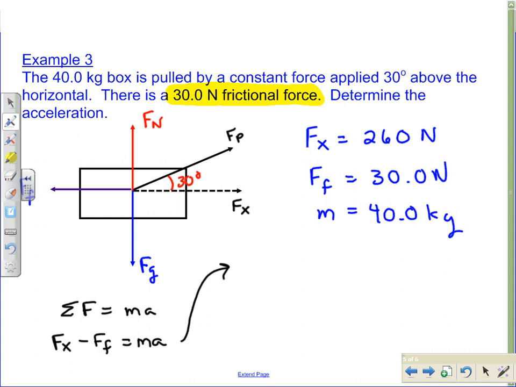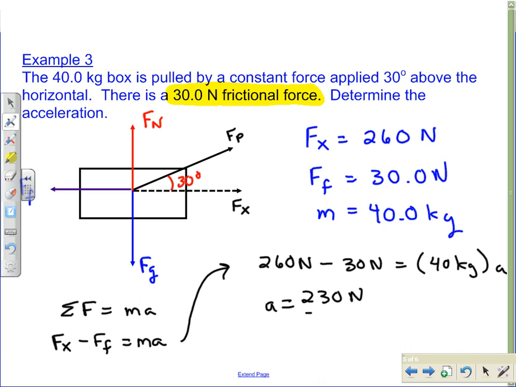Plugging in our values, we have 260 newtons for our Fx minus our frictional force, 30 newtons, equals the mass of our box times A. So A will equal 230 newtons divided by 40 kilograms. And now we have an acceleration of 5.75 meters per second squared. All right, a little less, we have some friction, and we're pulling at an angle.